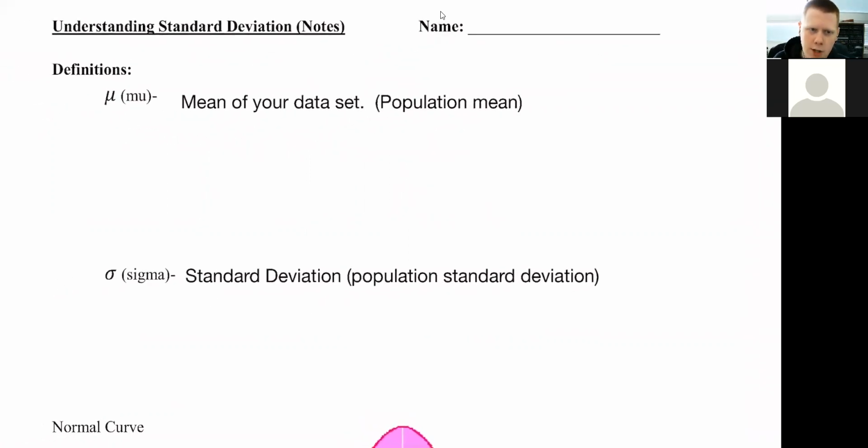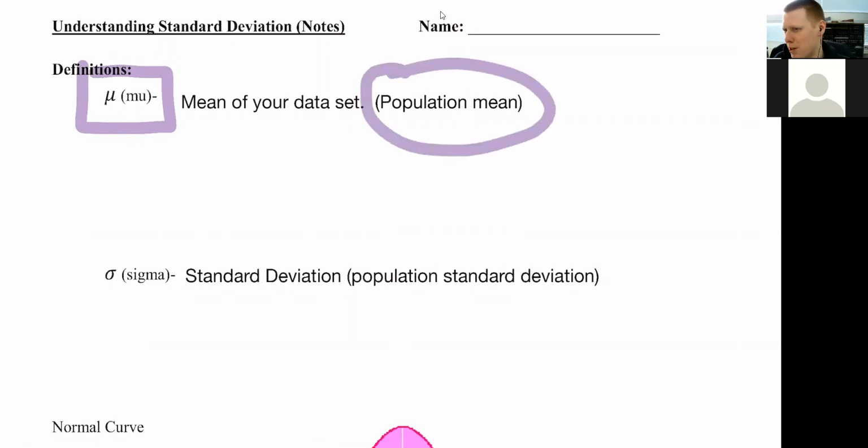A couple definitions. If you see these symbols, a lot of times in statistics, you're going to see they use a lot of Greek letters. But this is mu, or basically the Greek letter for M. If you see this Greek letter mu, that's the mean of your data set. It's technically the population mean. I don't want to go too much into this. If you're in a stats class, you might talk more, but basically population means if you have your entire data set, you can calculate the mean.